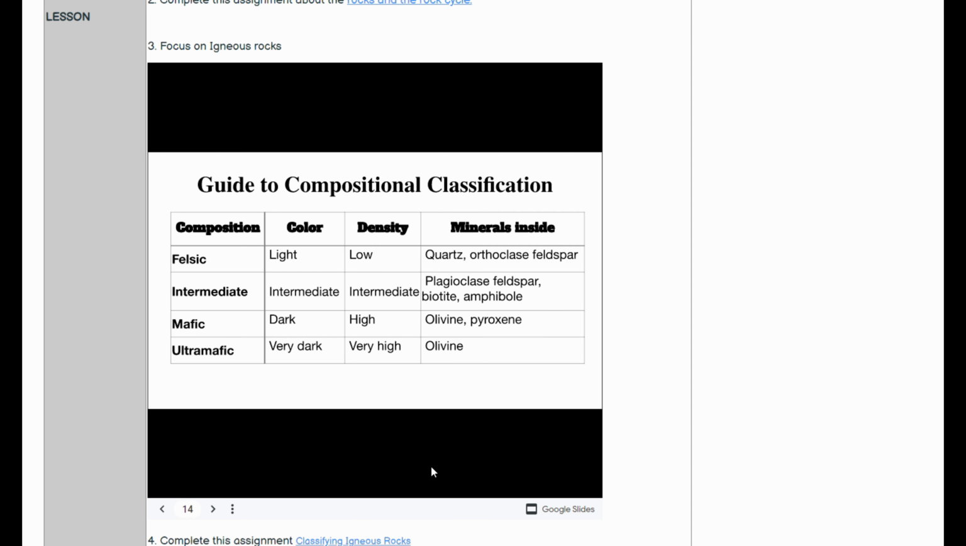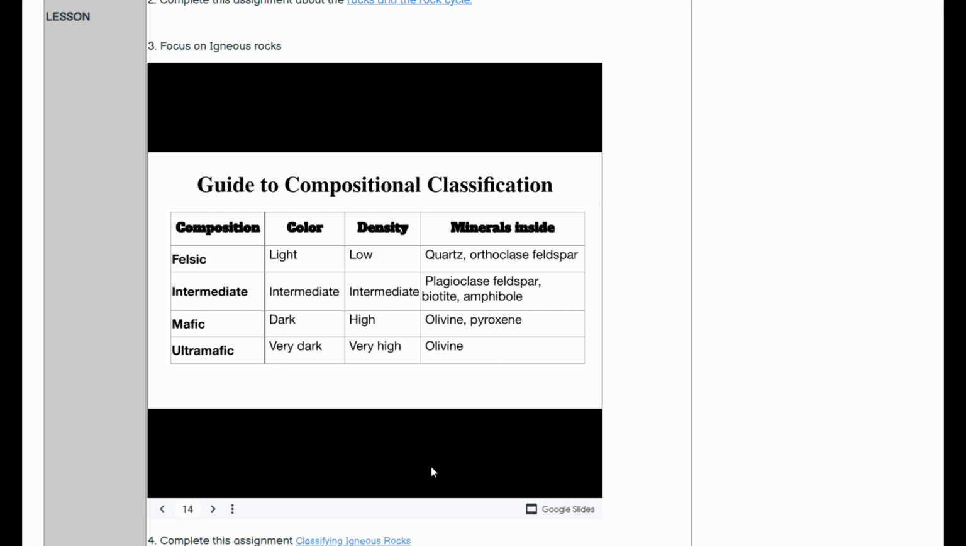And then again, we have our table here. So, felsic rocks: light color, low density. Some common minerals: quartz, orthoclase feldspar. Intermediate rocks, they're middle of the road for color and density. They could go either way, have parts of both. For the colors, you'll have some light, some dark. Intermediate density, so middle of the road density, and then plagioclase feldspar, biotite, amphibole.